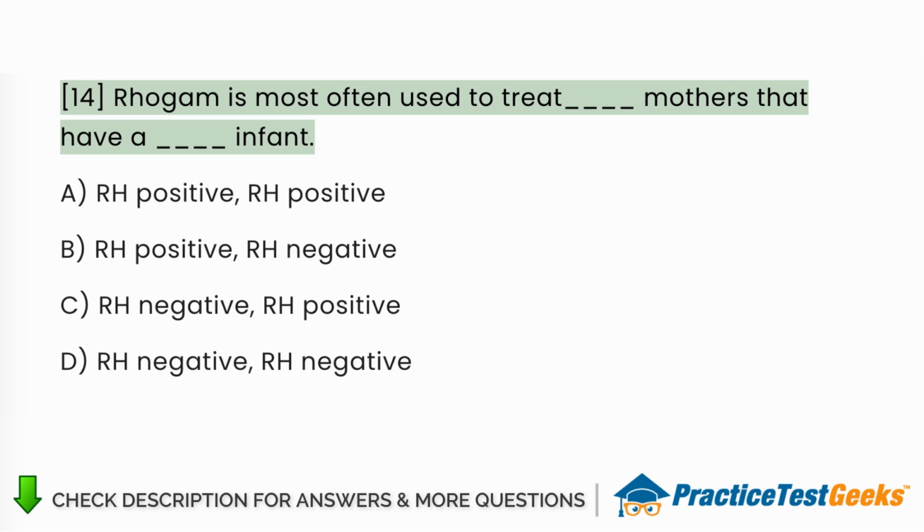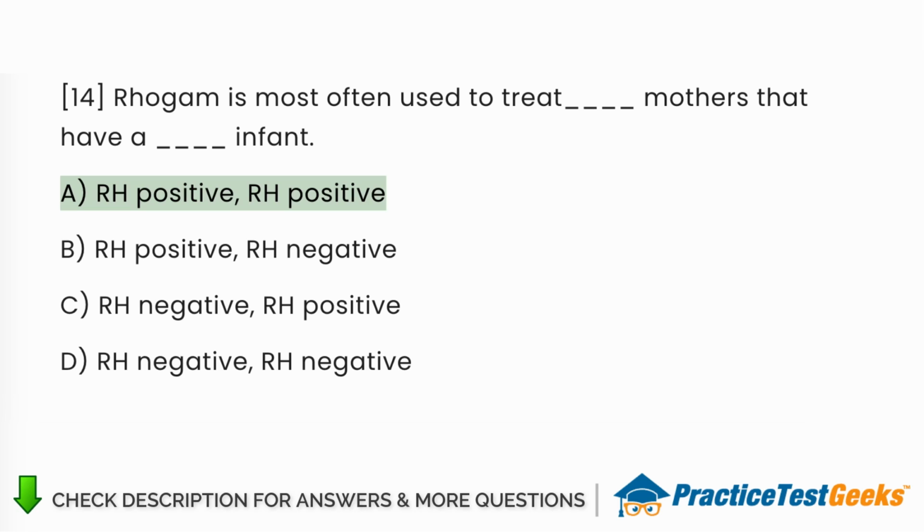Rhogam is most often used to treat mothers that have an infant: A. Rh positive, Rh positive. B. Rh positive, Rh negative. C. Rh negative, Rh positive. D. Rh negative, Rh negative.